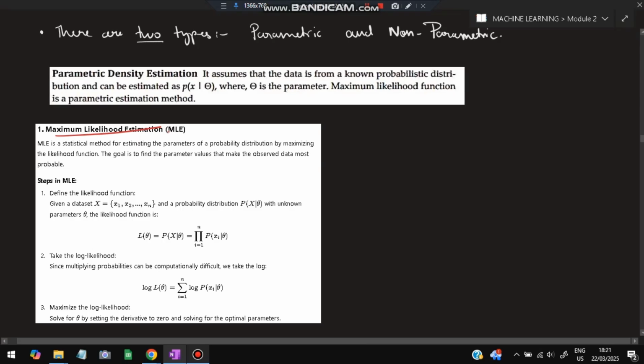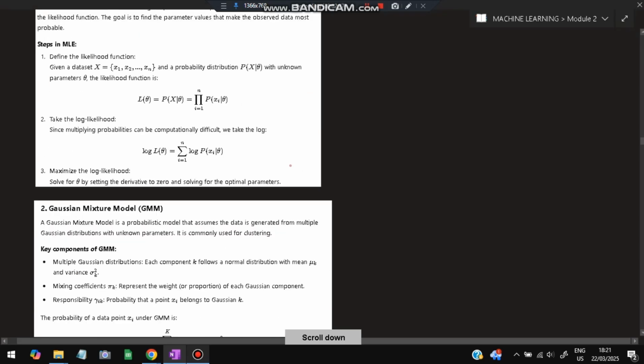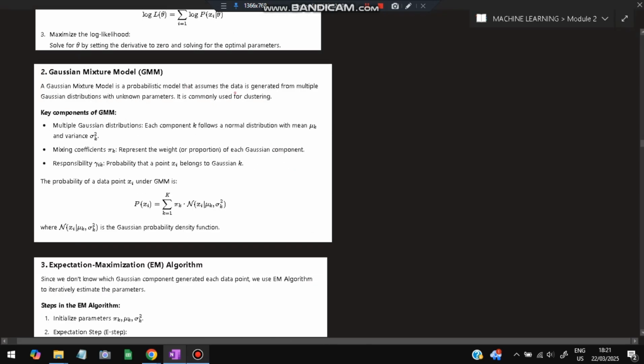Maximum likelihood estimation. It is a statistical method for estimating the parameters of a probability distribution by maximizing the likelihood function. What is the likelihood? You define it first, then you take the log of it and then you maximize it. Okay, this also is the theory part. Next is the Gaussian mixture model. Here it assumes data is generated from multiple Gaussian distributions with unknown parameters. It is commonly used for clustering. Okay, and this is the formula for it.